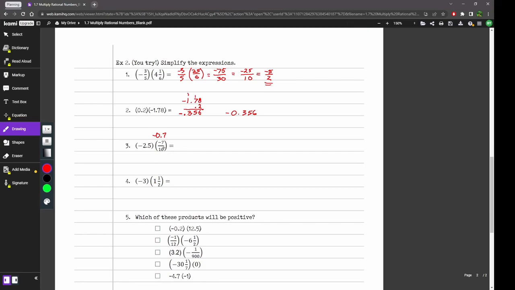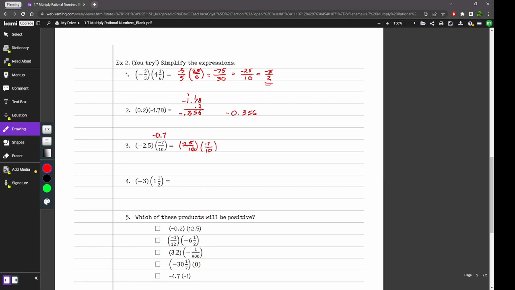Again, I find fractions easier in my head, so I'm going to take this negative 2.5 and turn it into a fraction. So it would be 2 and 5/10, and I'm going to multiply it by negative 7/10.